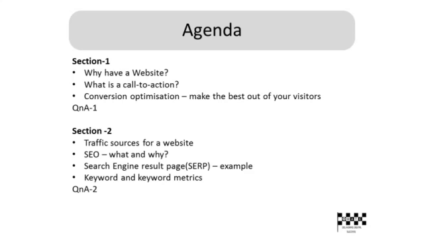And then the next section, we'll quickly discuss what are the different traffic sources for a website, what is SEO and why a website needs SEO. And then we'll see an example of a search engine result page. And then we'll look at what is a keyword and what are the main metrics that are associated with any keyword.